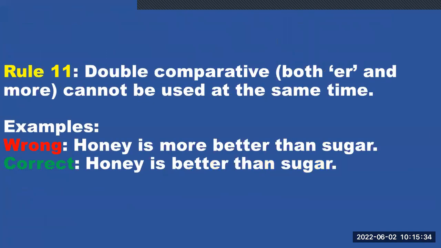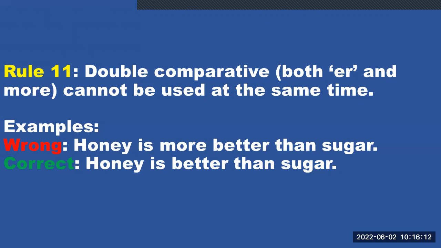Now let's look at rule number 11. Double comparative, that is using both ER and more, cannot be used at the same time. That results in a grammatical blunder. For example, it is wrong to say honey is more better than sugar. You are using double comparatives here because of more and better. You have to use just one, and that is honey is better than sugar.